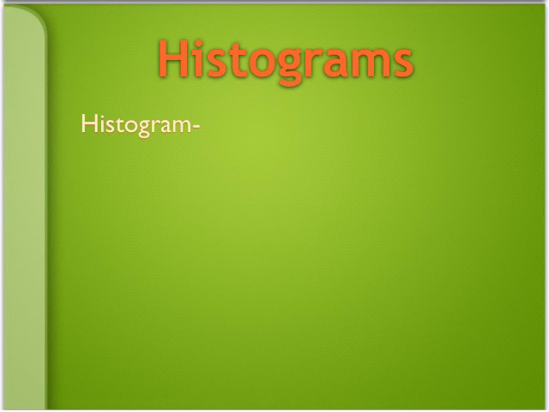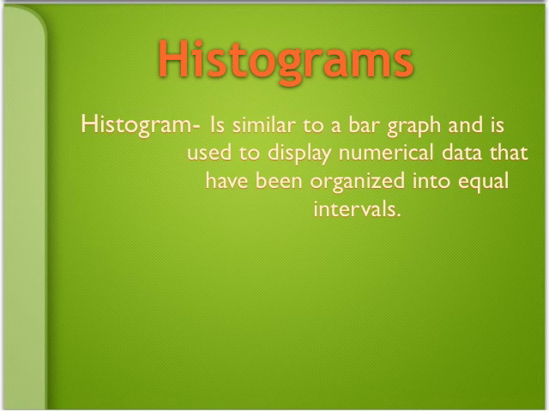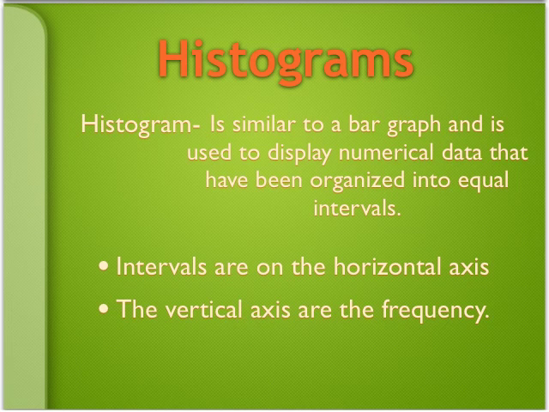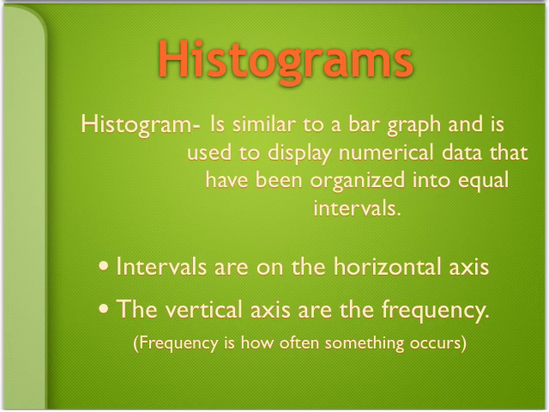First, let's define what a histogram is. A histogram is similar to a bar graph and is used to display numerical data that have been organized into equal intervals. Intervals are on the horizontal axis, and the vertical axis is the frequency. And frequency is just how often something occurs. How many times does it happen?